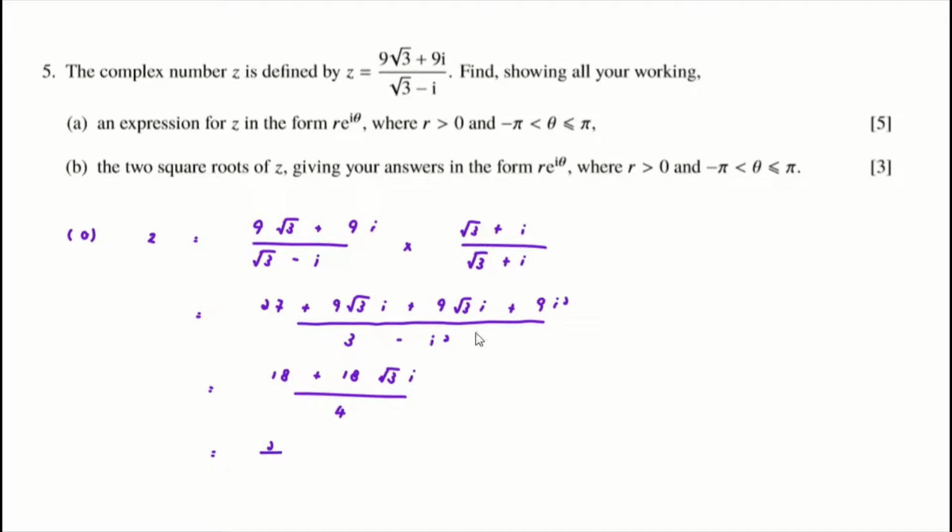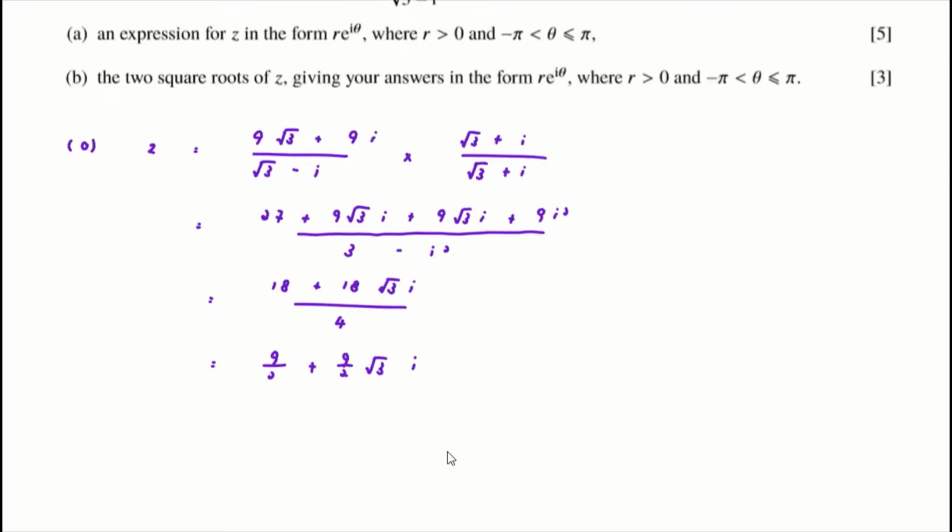So 9 over 2 plus 9 over 2 square root 3i. Okay, so after we rationalize it, now we can try to find the components that we need.